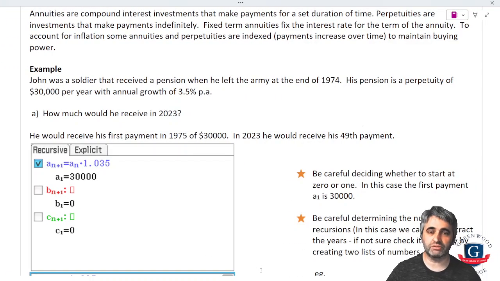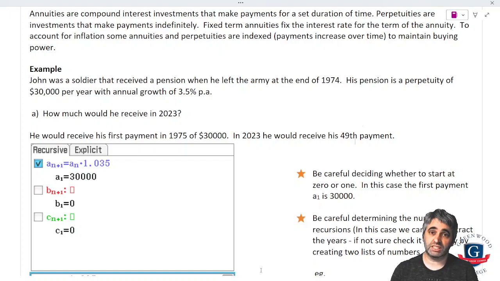Hi everybody, today we're going to have a look at annuities and perpetuities. An annuity is a compound interest investment that makes payments for a set period of time until the principal runs out. Perpetuities are created such that the principal never runs out and the payments can be made indefinitely.